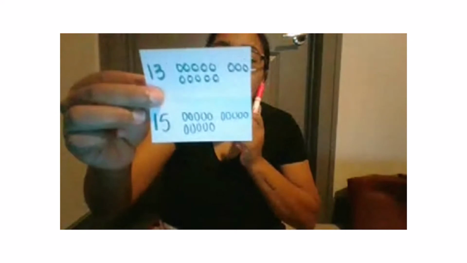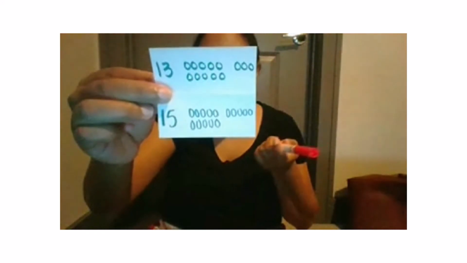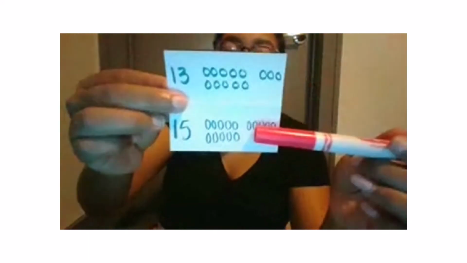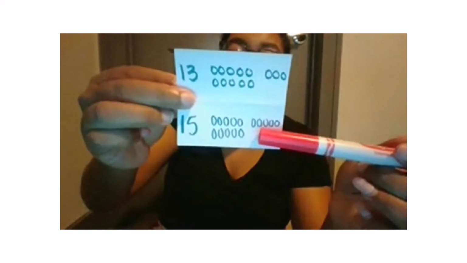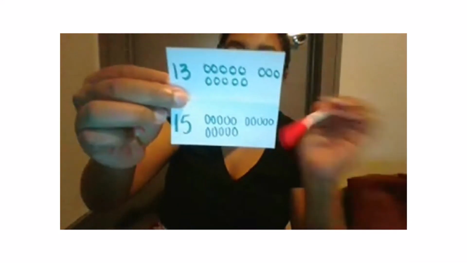Miss Cheney, how do you know that 15 is more than 13? I know that 15 is more than 13 because there are 5 ones. 5 ones are greater than 3 ones.